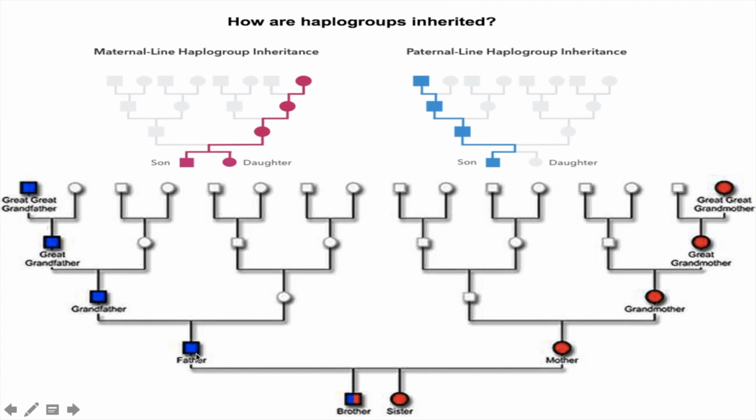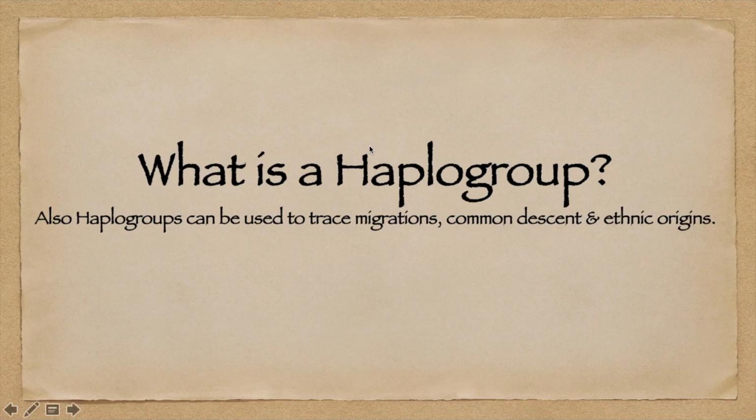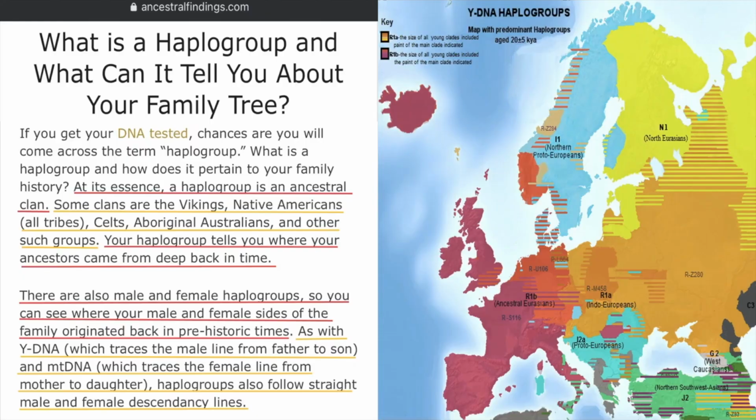Here's another visual representation of this. Let's say you, a man and a woman, have two children, a son and a daughter, and so the son will carry both the father's Y-DNA and the mother's maternal DNA, represented in blue, and the sister will carry only the maternal DNA, represented in red. So, also haplogroups can be used to trace migrations, common descent, and ethnic origins.